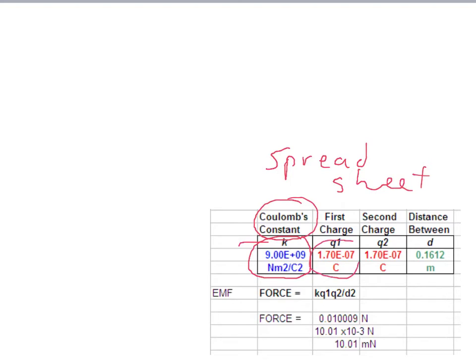Then I make a box for Q1 and a box for Q2, the first charge and the second charge. And in this case, they're both the same. They're 1.70 times 10 to the minus 7th coulombs. Let's see what that comes from.